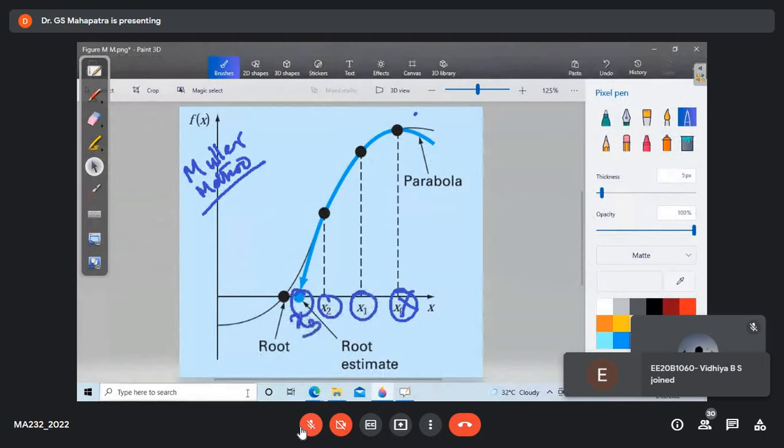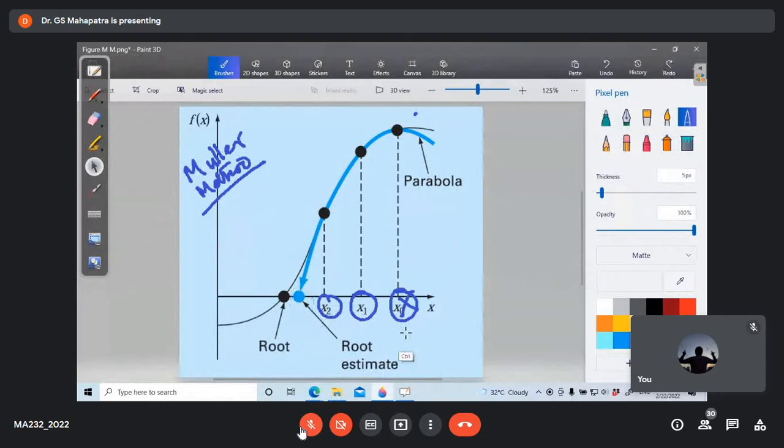So the next iteration is x1, x2, x3. Initial approximation, I will erase everything: x0, x1, x2. Then you have drawn one parabola. This is the parabola, okay? That parabola is crossing the x-axis at this point, which is known as the root estimate, that is x3.